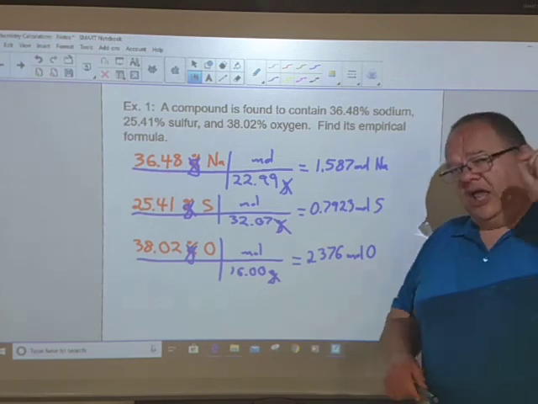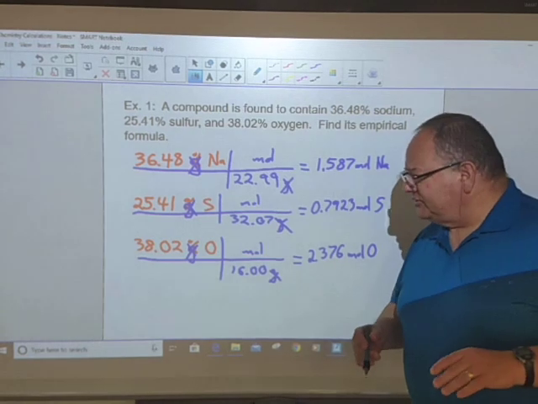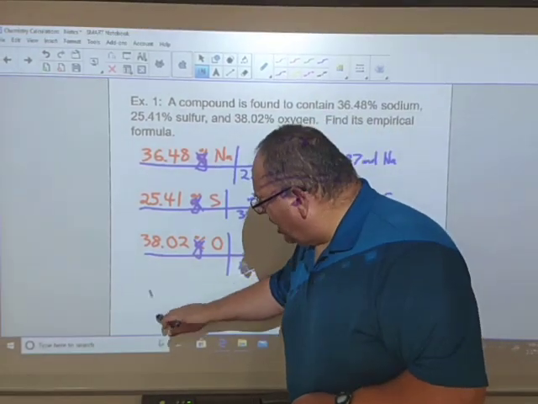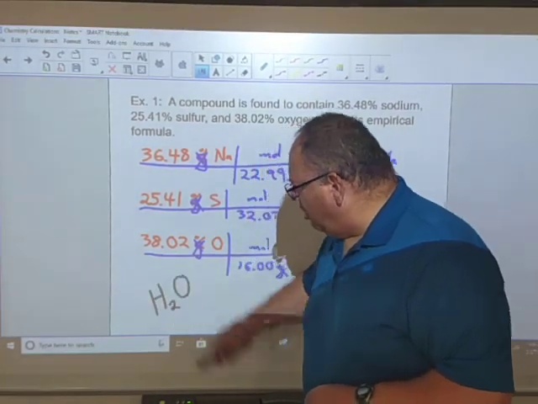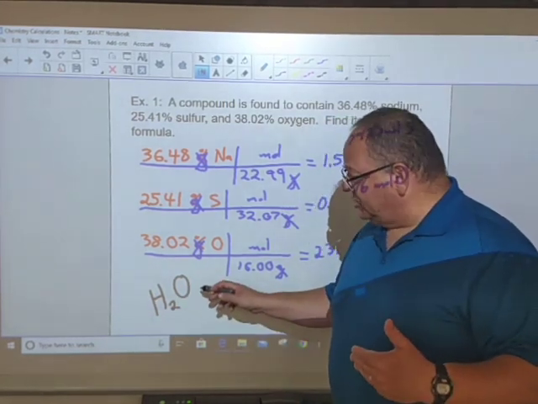Now, here's a mole ratio. And I want you to understand, when you write down a formula, that's fundamentally what you have: a mole ratio. If I were looking at water, and it's H2O, that means there's 2 atoms of hydrogen for 1 atom of oxygen.